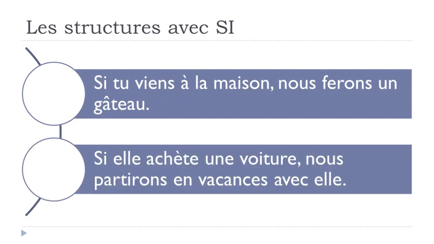Second example, si elle achète une voiture, acheter is to buy, une voiture, a car, nous partirons en vacances avec elle. Partir, here, okay, to leave, and then you've got the future form. We will leave en vacances, in vacation, on the holidays, avec elle, with her. Okay, so you can see that in that case, you've got first here the present form, and it's followed by the future form. Okay, so this is quite easy to make. Okay, remember, si plus présent, then the future.